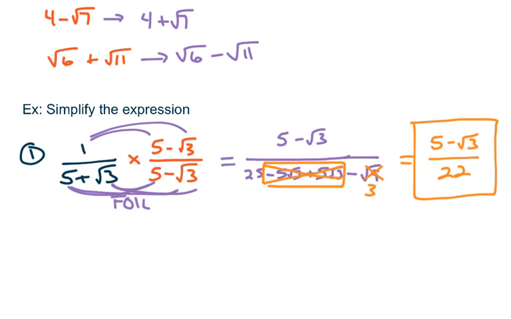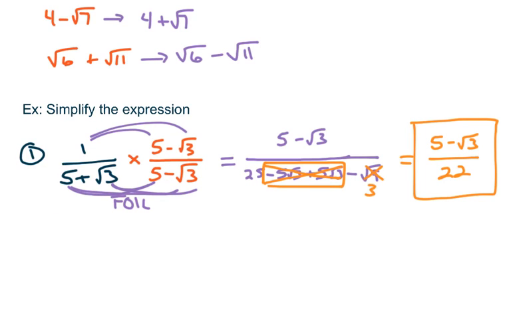Okay, sometimes it works out really, really well. Sometimes it takes maybe a step or two more, but that's all there is to it. Multiply the original fraction by the conjugate of the denominator. Multiply it out. Sometimes you might have to FOIL both the top and the bottom. Sometimes it's just the bottom. Well, every time it's just going to be the bottom.